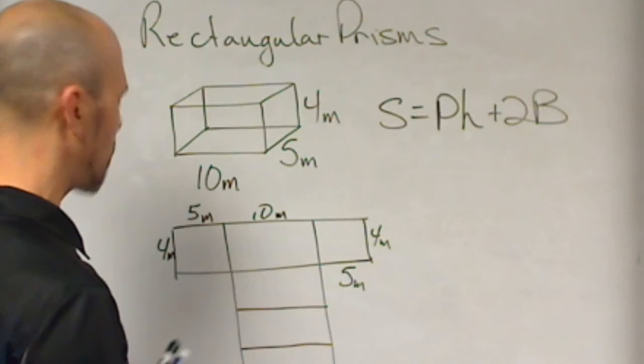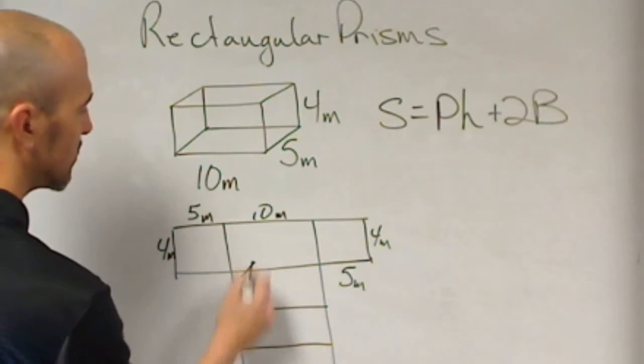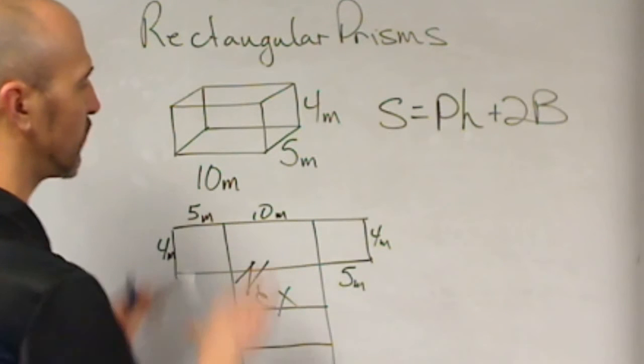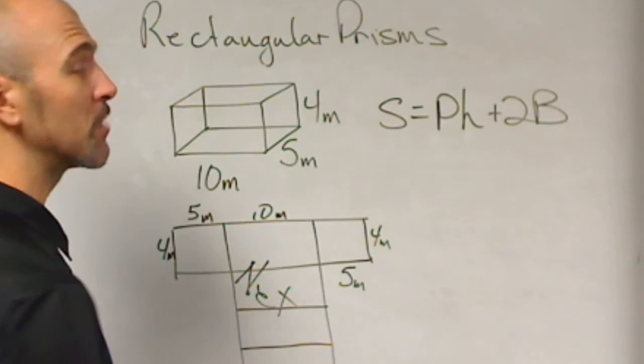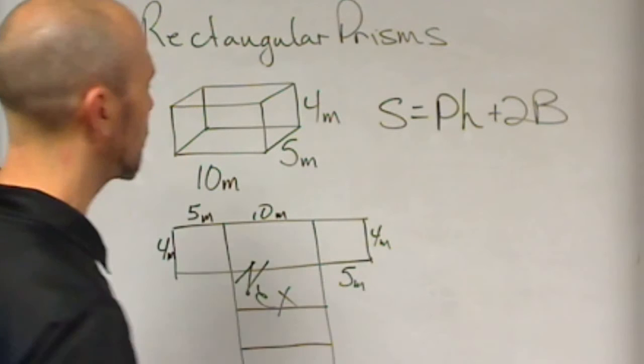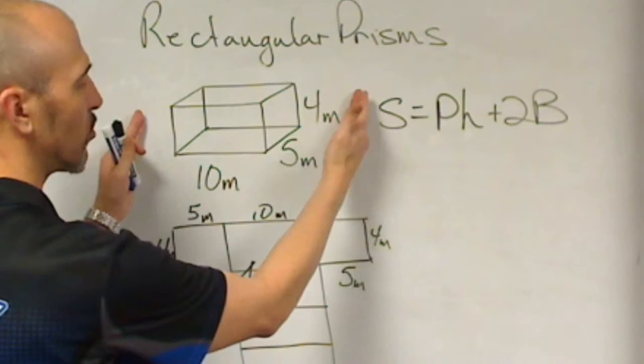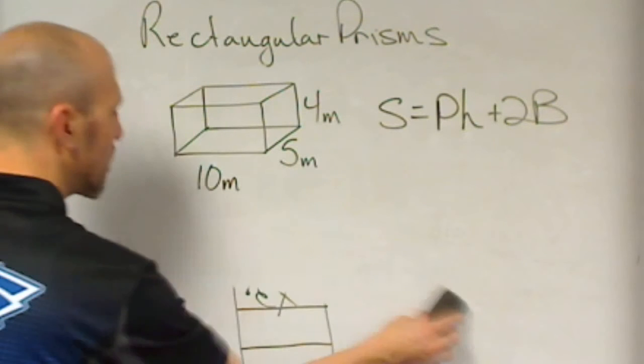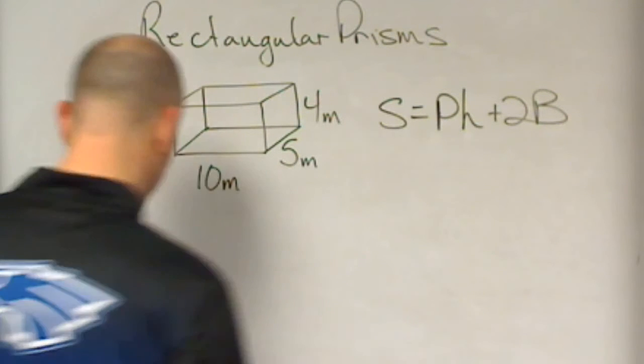We need to make sure that we know what a net is, that the net is the two-dimensional version of the three-dimensional figure. It's just folded out. And you need to be able to find the surface area given a three-dimensional rectangular prism or a net of a rectangular prism. Okay? So I'm going to go ahead and show an example real quick.